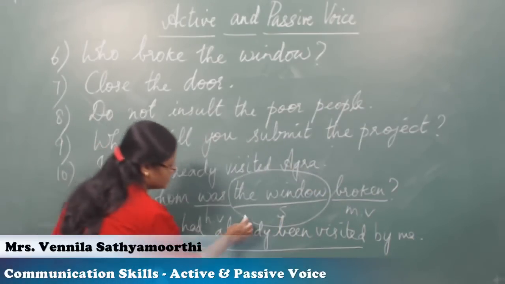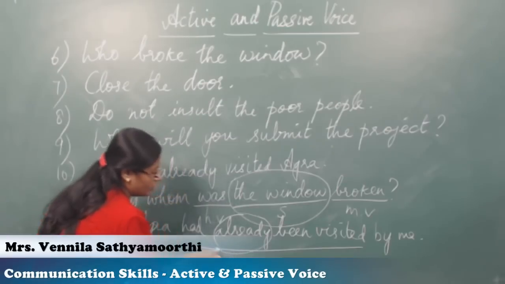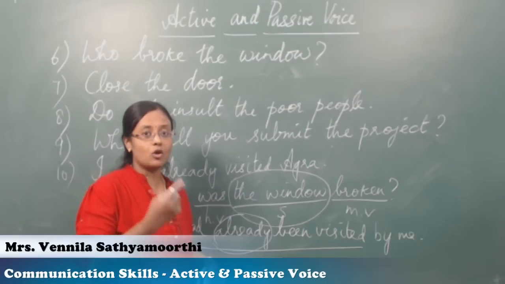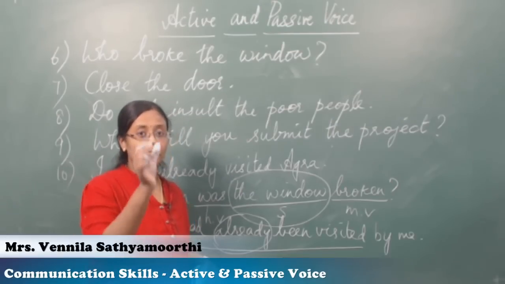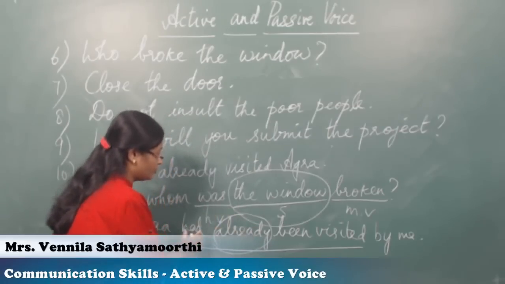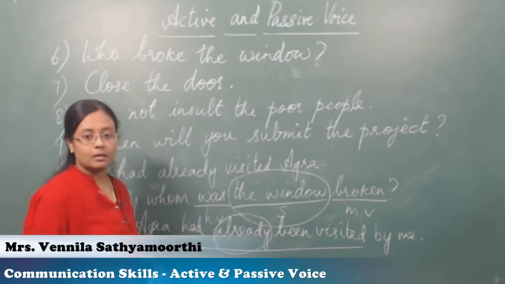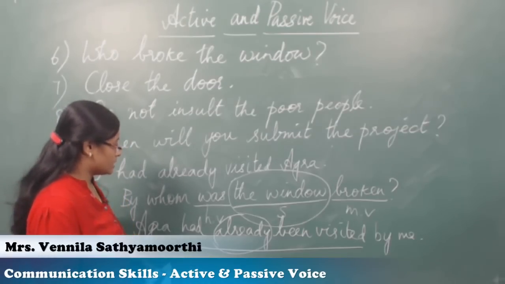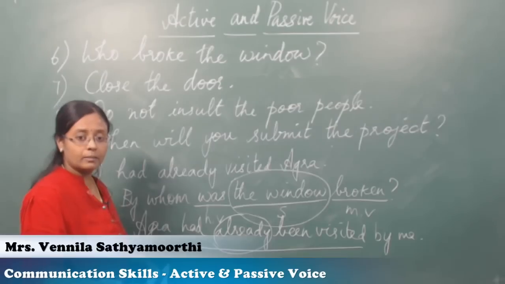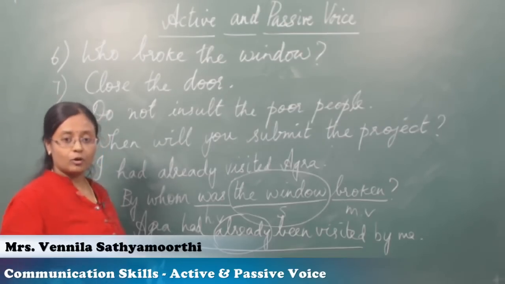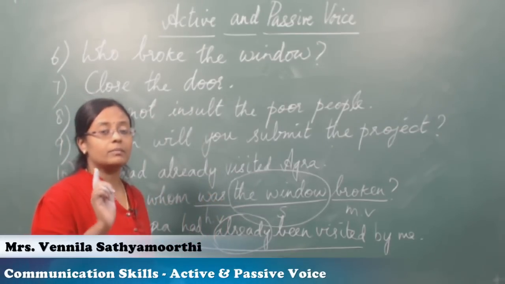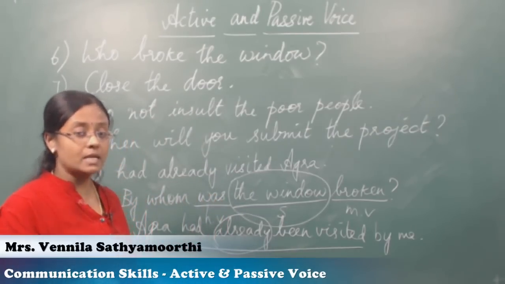This is where you have to place "already", like the other sentence where we had the word "yet". My car has not yet been sold. So where to place "yet", where to place "already"? Between had and been. Agra had been already visited by me, no harm if you say that, but you've omitted the word "already". See, it's not "has already been visited". Please be careful about the tense.